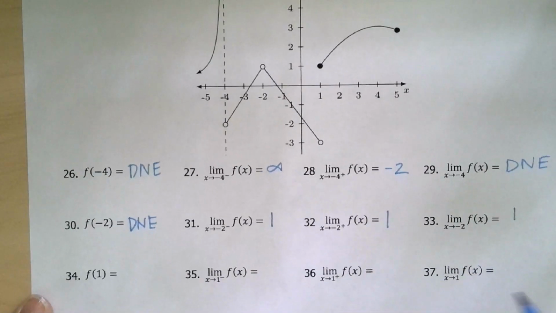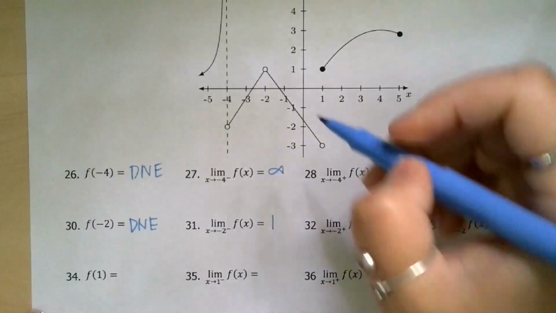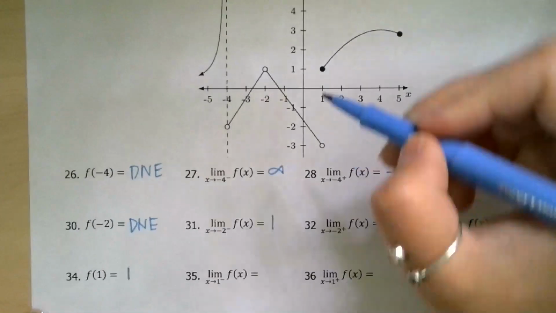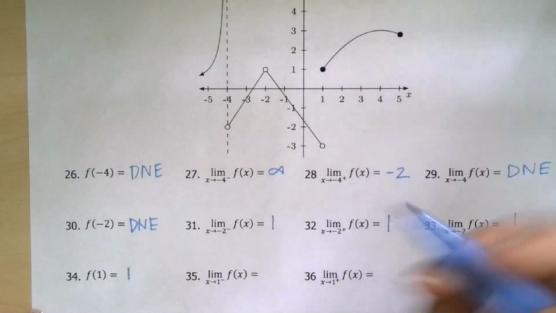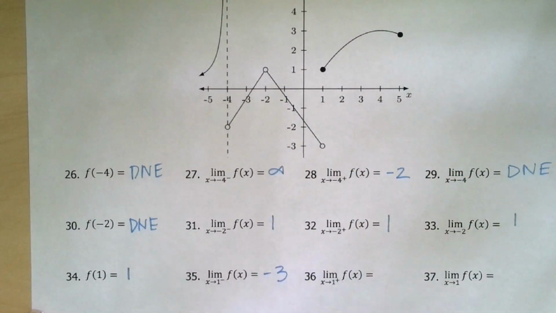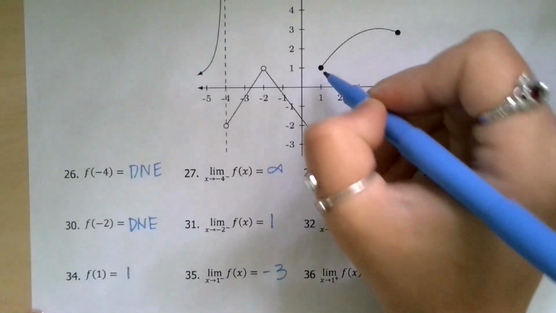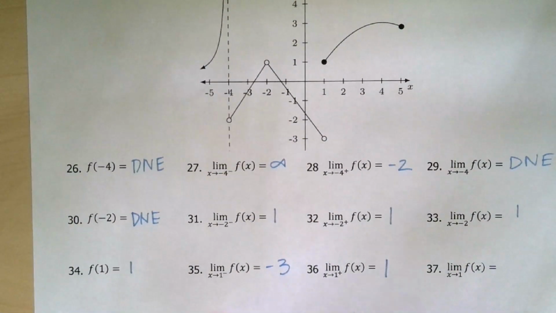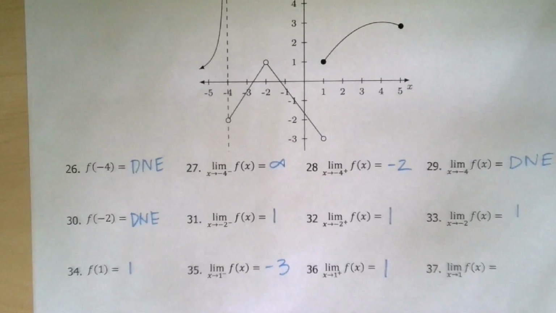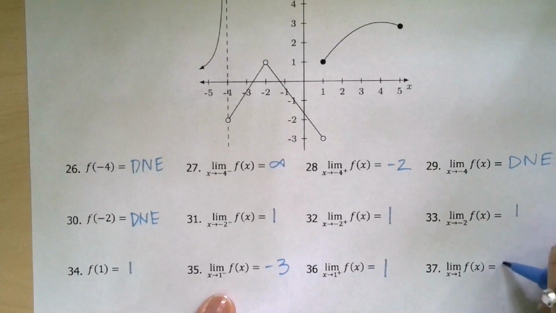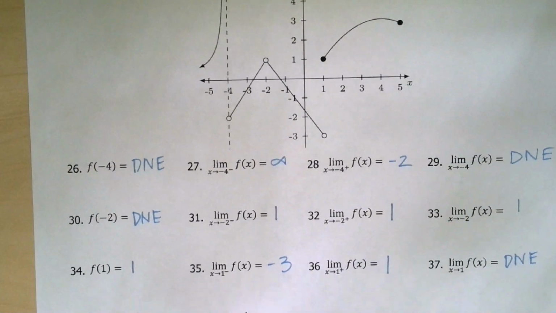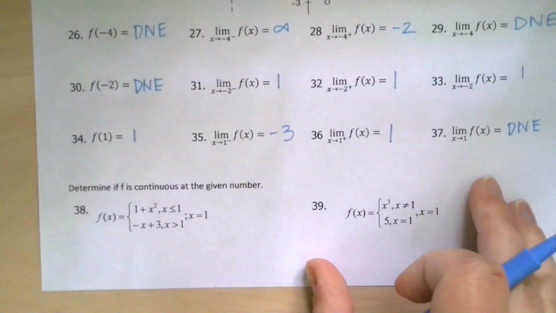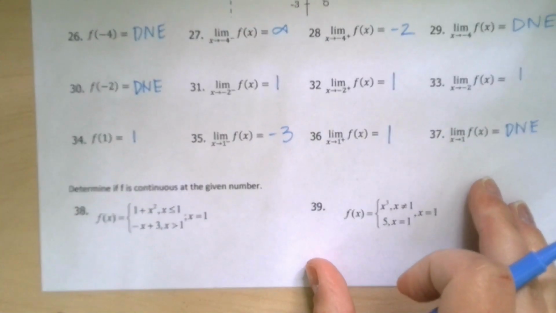Okay. Lastly, we're looking when x equals 1. So f of 1, we have our closed circle, that equals 1. Approaching 1 from the left, that takes us down to -3. Approaching 1 from the right, that takes us to 1. And so lastly, we just want to find our limit. Since our left-hand limit and our right-hand limit are not the same value, this tells us that our limit does not exist.